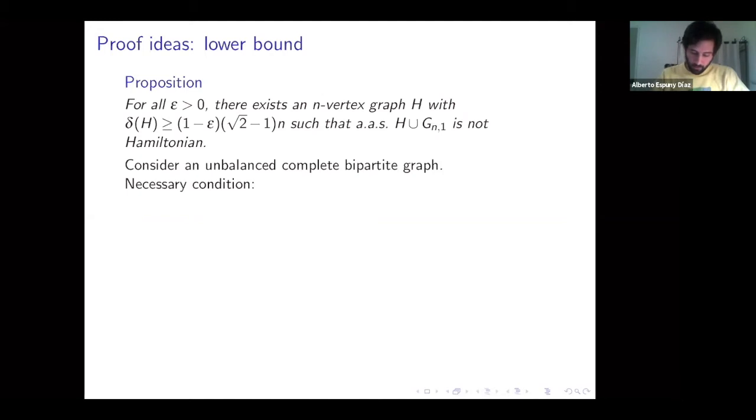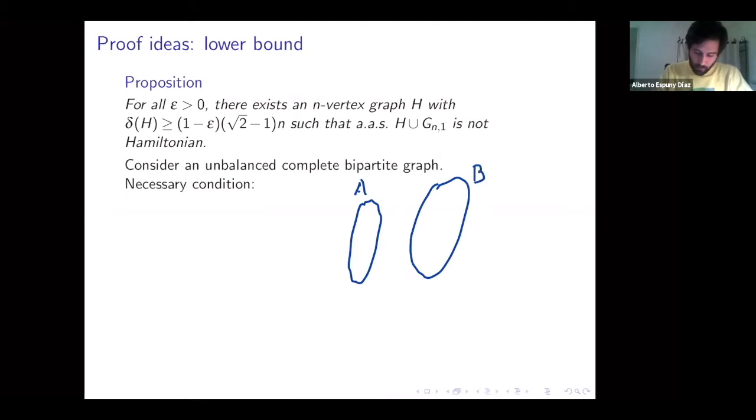So the idea is that we're going to start with some complete bipartite graph. Let me draw something like this. So let's say that this part is called A and this part here is called B. And this is a complete bipartite graph. And the idea is that we're going to make A have size alpha times n, so that B is going to be 1 - alpha times n.